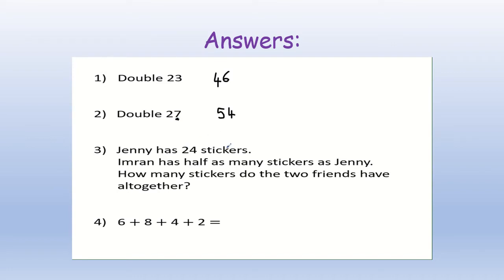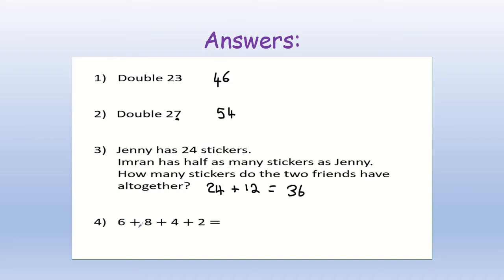Jenny has 24 stickers. Imran has half as many stickers as Jenny. How many stickers do the two friends have all together? So we know Jenny has 24 plus half as many. So what is half of 24? Excellent, it's 12. So 24 add 12 means that all together they have 36 stickers.